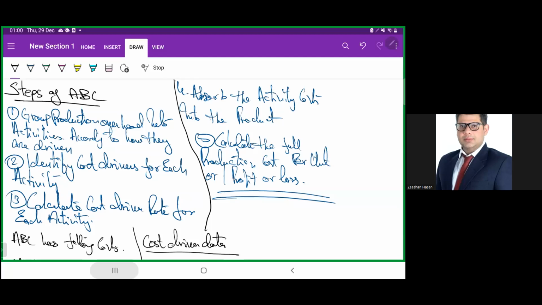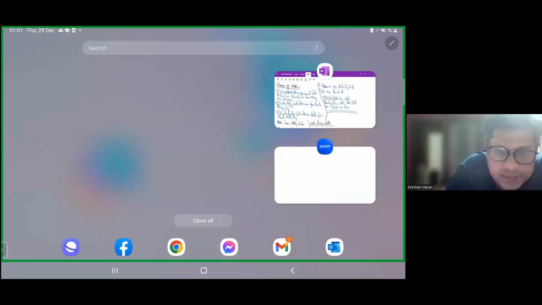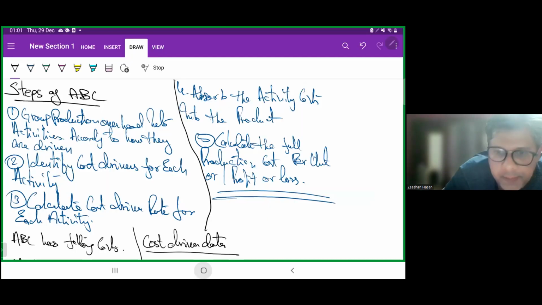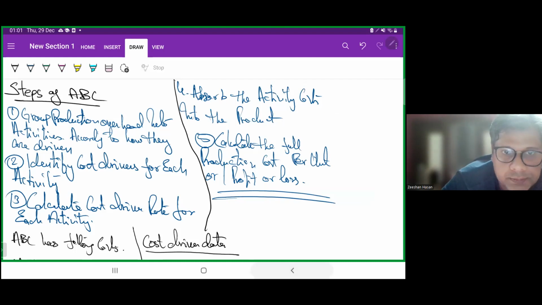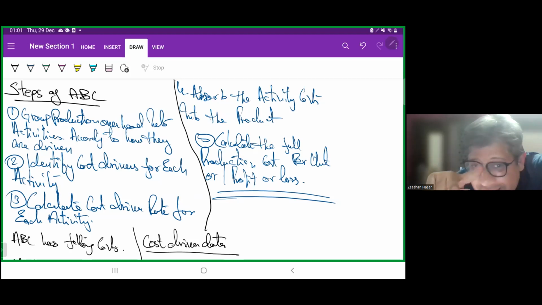Steps of ABC, steps of activity based costing. So what are the steps? Number one step, group production overheads into activities according to how they are driven. A cost pool is an activity which consumes resources and for which overhead costs are identified and allocated. For each cost pool, there should be a cost driver. The terms activity and cost pool are often used interchangeably.